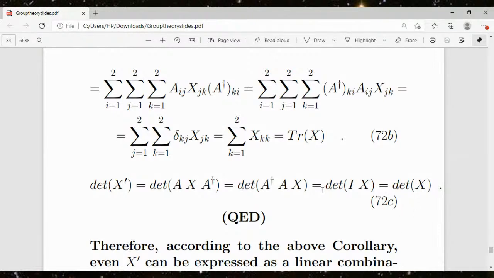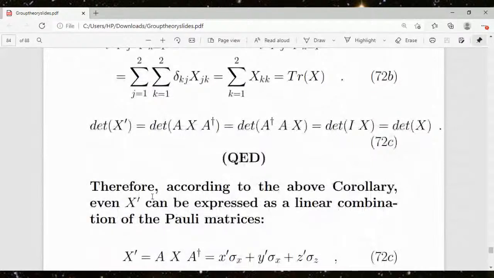So therefore, we have shown X prime is Hermitian if X is Hermitian, X prime is traceless if X is traceless, and we have proved that determinant of X prime is determinant of X, thereby proving the corollary. Okay.